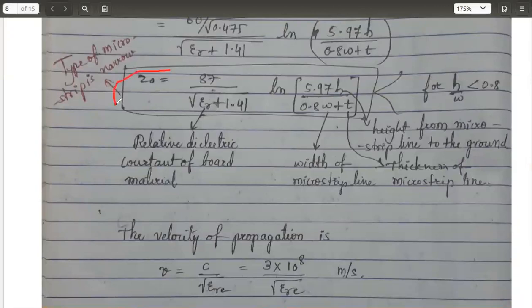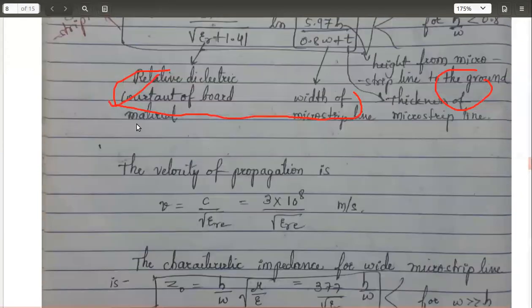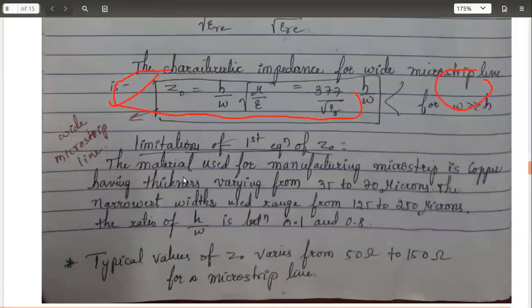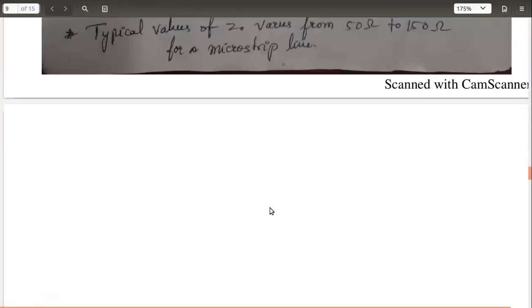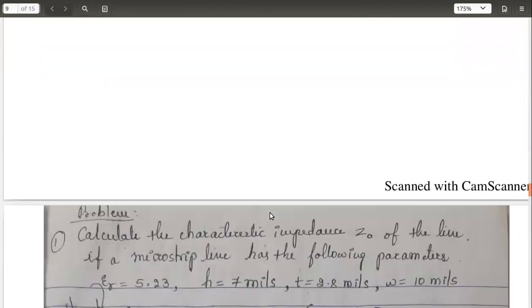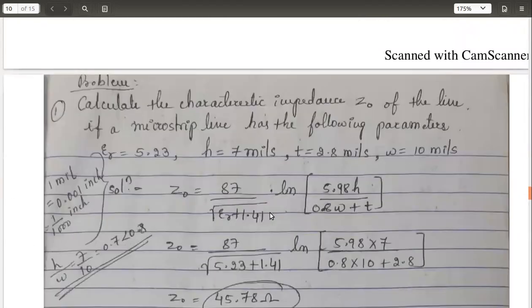One is when your microstrip line is very narrow, with the H by W ratio between 0.1 to 0.8. This is the equation. And suppose you have a wider microstrip line, in that case you have to take this second equation for Z naught. Based on these two, I have already shared two problems with you. Hope you have gone through them.